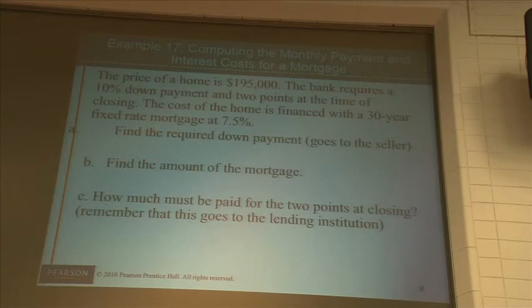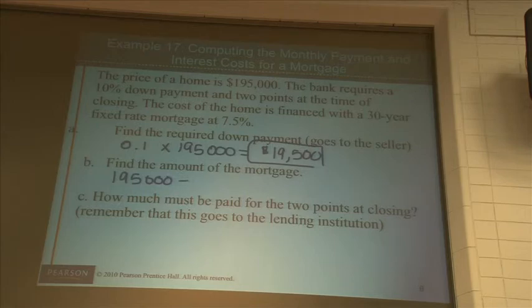If we want 10%, you just take 10% of the sale price. So 0.1 times 195,000. That should be $19,500. You got to cough up before you can buy your house. Find the amount of the mortgage. If you're already paying $19,500, the amount you're actually financing for the mortgage is the $195,000 minus that down payment. You don't need to finance money you already paid.